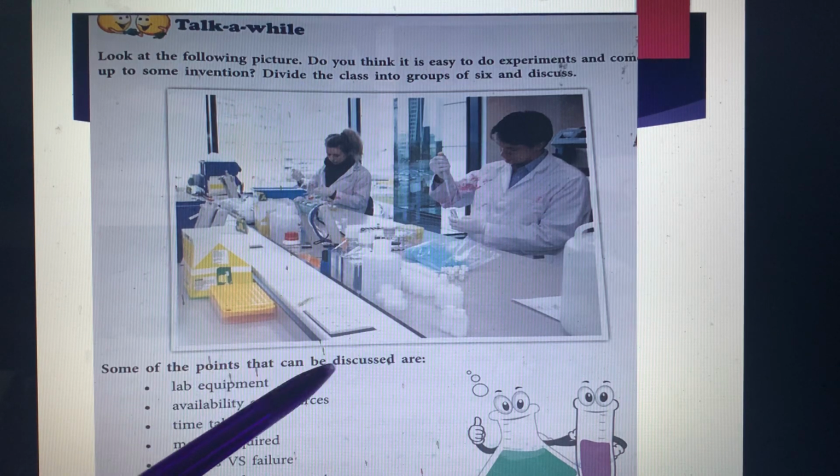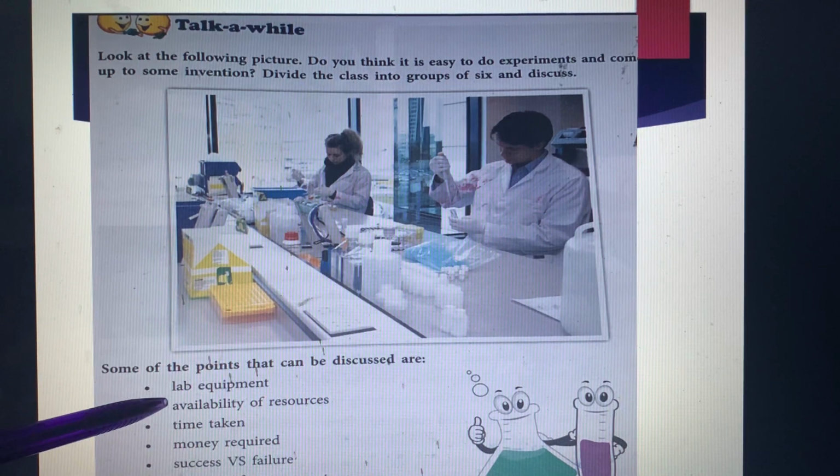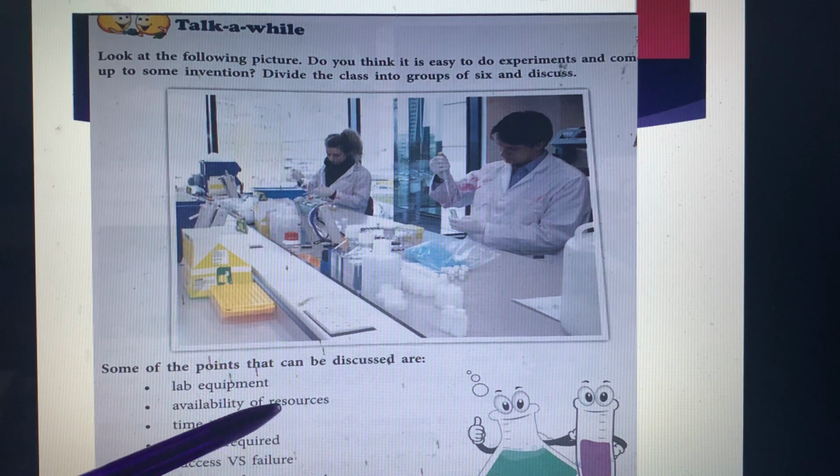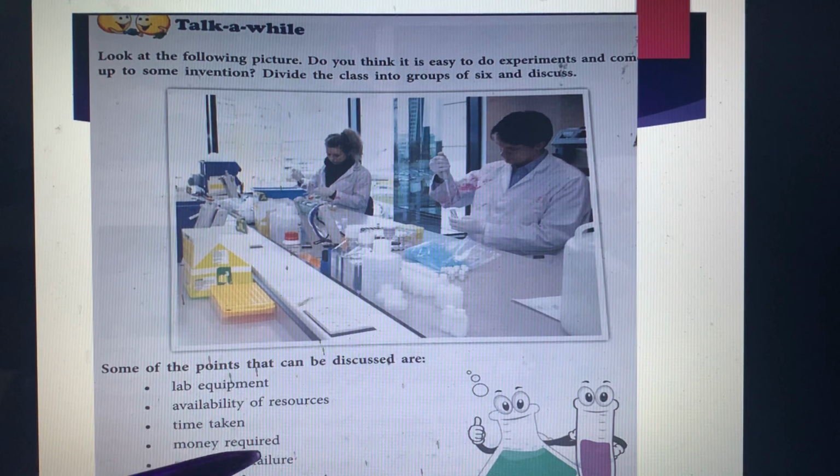Some of the points that can be discussed are lab equipments. What are the different kinds of lab equipments? Availability of the resources. What all things are required? Means available over there to do the experiments. Time taken. How much time is taken to do an experiment? Money required. Success versus failure. क्या आप वो experiment करने में सफलता मिली या fail हो गए? Support of government. मतलब how much support of government do we get to do an experiment?